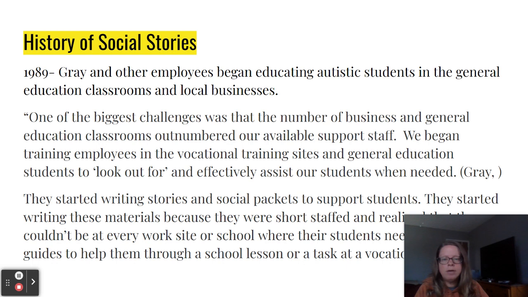In 1989, Gray and other employees began educating autistic students in the general education classrooms and local businesses. She says one of the biggest challenges was that the number of businesses and general education classrooms outnumbered our available support staff. We began training employees in the vocational training sites and general education students to look out for and effectively assist our students when needed.